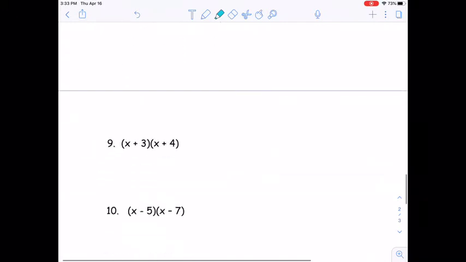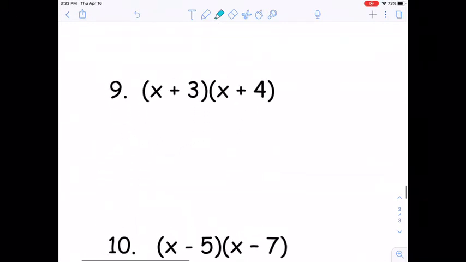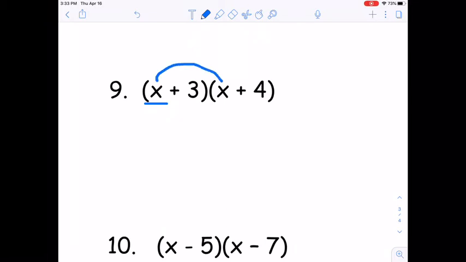Let's look at number 9. Now here it's a little different because it's 2 terms in the first parentheses and 2 terms in the second parentheses. We call that a binomial times a binomial. We're still going to just distribute. I'm going to start with the first term here and multiply it times both terms in the second parentheses. X times x is x squared. Since they both have that 1 as the exponent, adding those I get x squared. And x times a positive 4 is positive 4x.